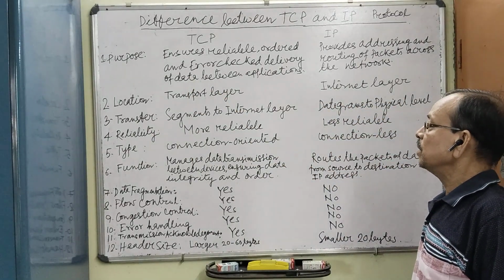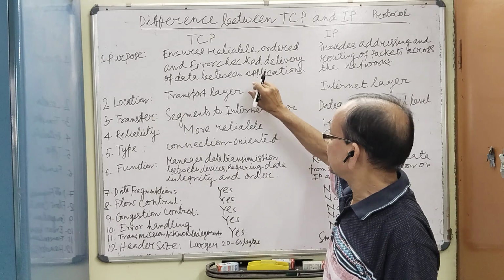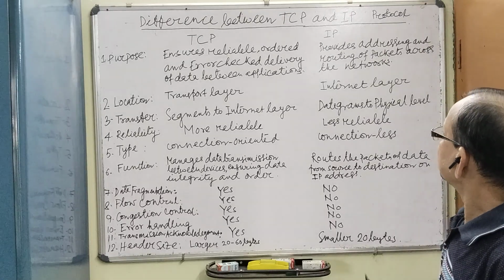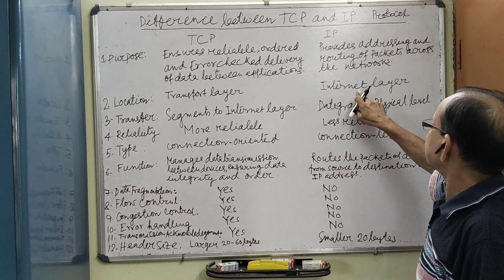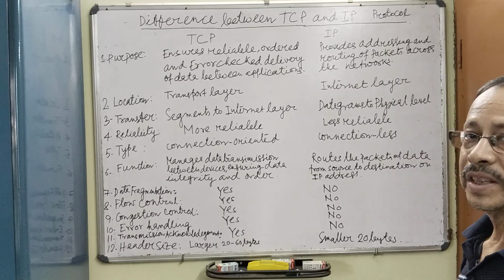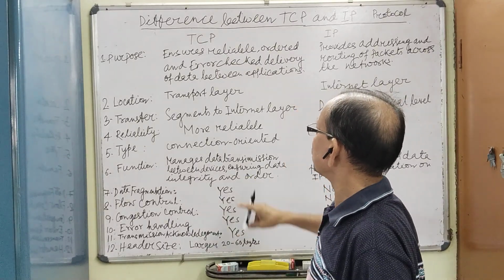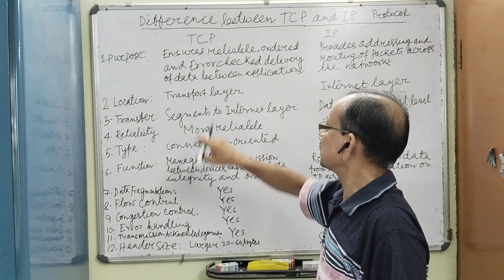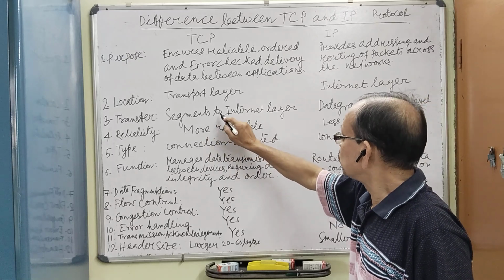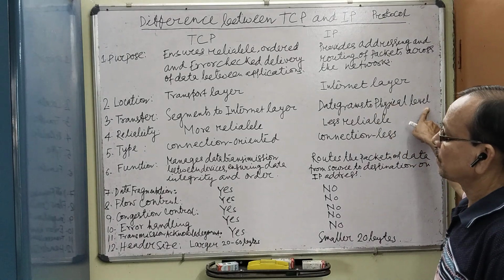In the transport layer, it helps move the data from sender to receiver, and on the other hand IP is located in the internet layer. So these are the first two differences. Then the transfer: from the transport layer, data is converted into segments and the segments go to the internet layer, and there the datagram goes to the physical level.